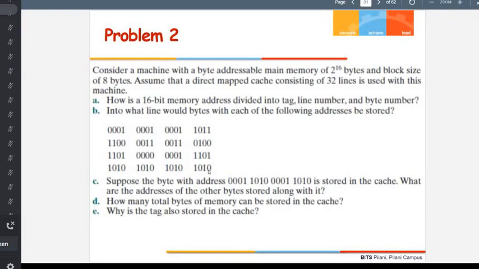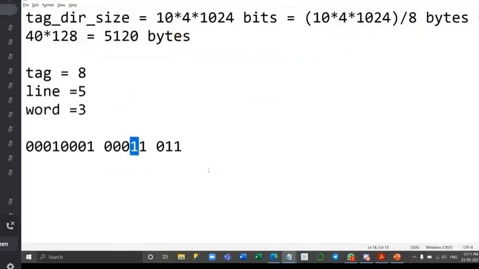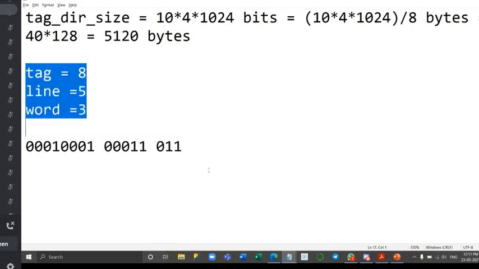Did that make sense? We are splitting up the 16-bit address into the tag, line, and word bits.